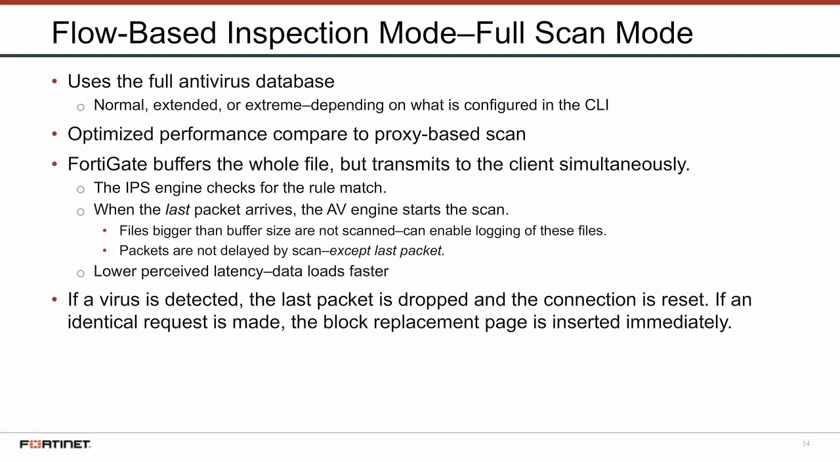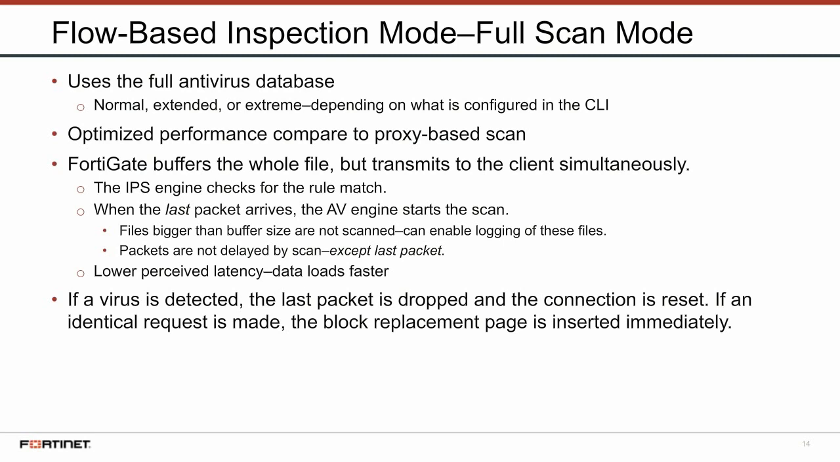However, depending on the FortiGate model, some flow inspection mode operations may be performed by a specialized FortiASIC chip, which improves performance. Flow inspection mode scanning caches a copy of the packet locally on the FortiGate and forwards the packet to the end client at the same time. When the last packet is received, FortiGate also caches that, but puts the last packet on hold and has the whole file for scanning. The IPS engine checks for the rule match and then sends it to the AV engine for scanning.